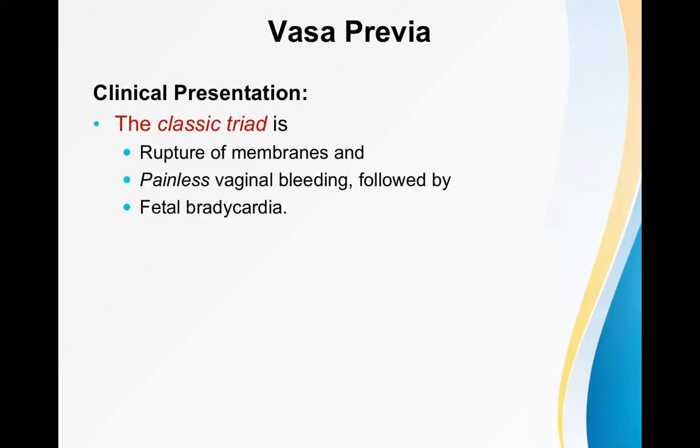Let's move on. The clinical presentation of vasa previa. These are the classical triad. One is rupture of the membrane. Another is painless vaginal bleeding, and third is fetal bradycardia. Rupture of the membrane has to occur because these blood vessels are passing through those membranes in front of the internal os, so they can bleed very commonly after the rupture of the membrane. First point. Second, the type of bleeding is painless vaginal bleeding, just like placenta previa.